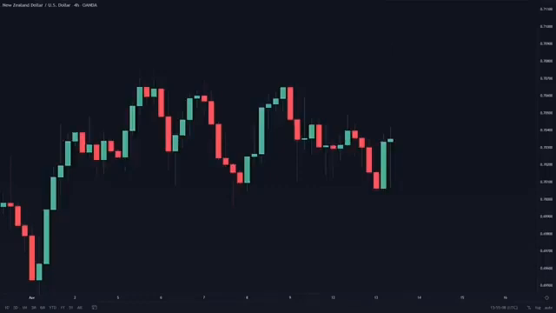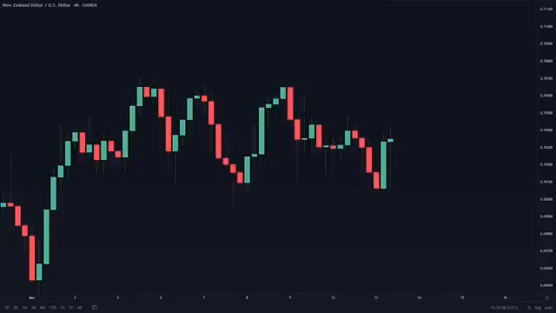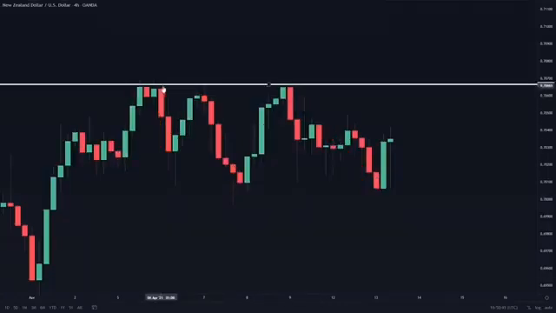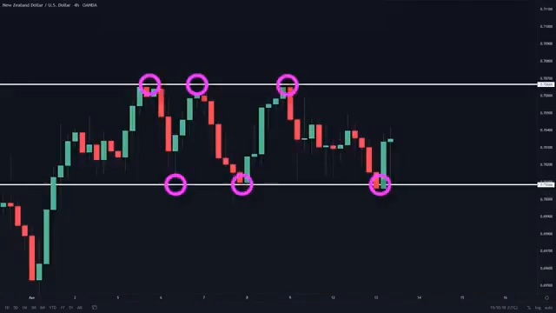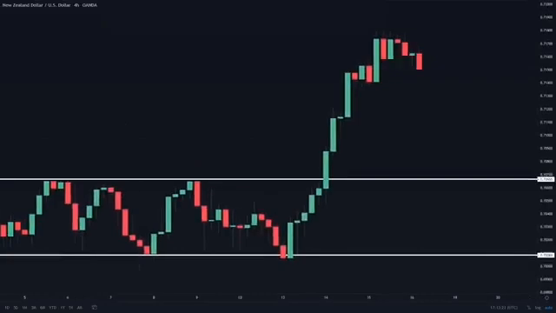So in this chart, we can see that the price is moving within a range. And so we can place a level of resistance above and a level of support below here, as price rejected it multiple times. Now notice, as soon as the price broke out of the key level, the market started trending, and this would have been a good buy entry.